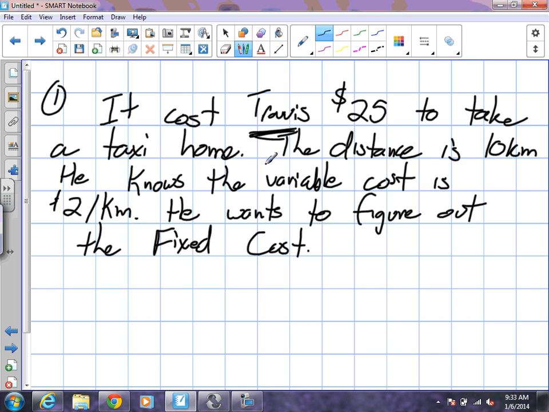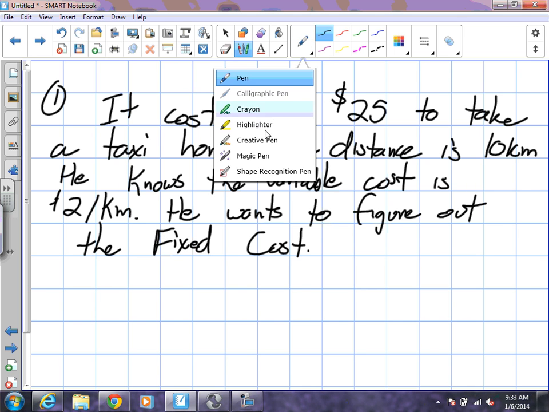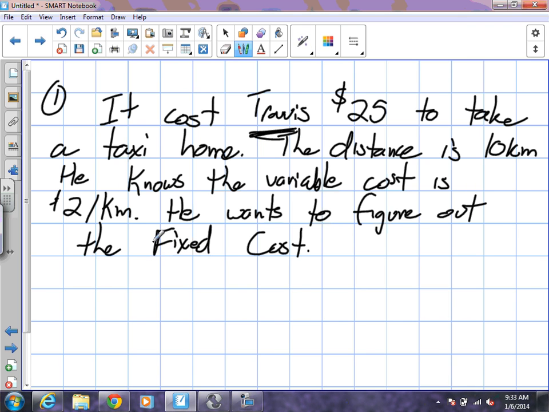The distance is 10 kilometers, and he knows the variable cost of the taxi is $2 per kilometer. He wants to figure out the fixed cost. So when you get into a taxi, even if you travel nowhere, they already charge you an amount. But Travis doesn't remember the amount they charge. He does know that every kilometer he drove, though, they charged him another $2.